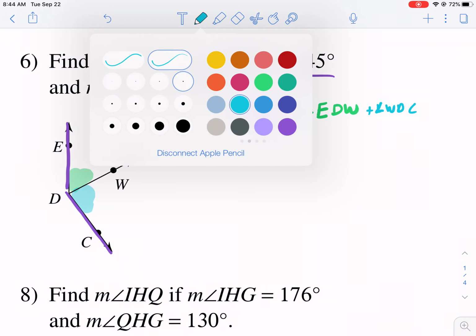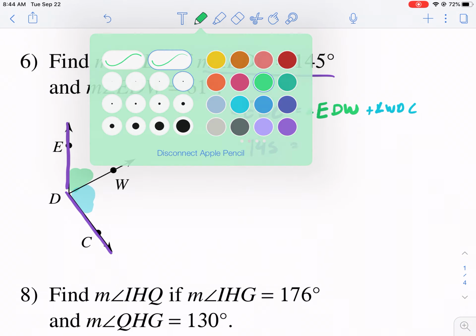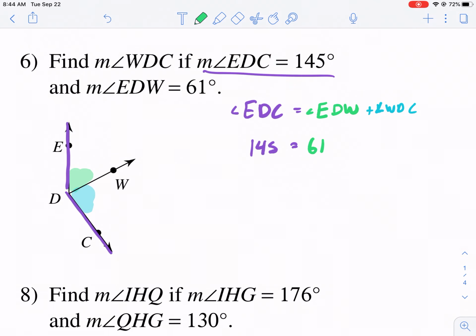But now we have to rearrange it. We have an equal sign here, and we're given that EDW is 61, so we say this is 61, and we're trying to find this one, WDC. If you want, you can leave it as WDC, or you could replace it with a variable. Let's just call this W, or A, or X, or whatever you want.